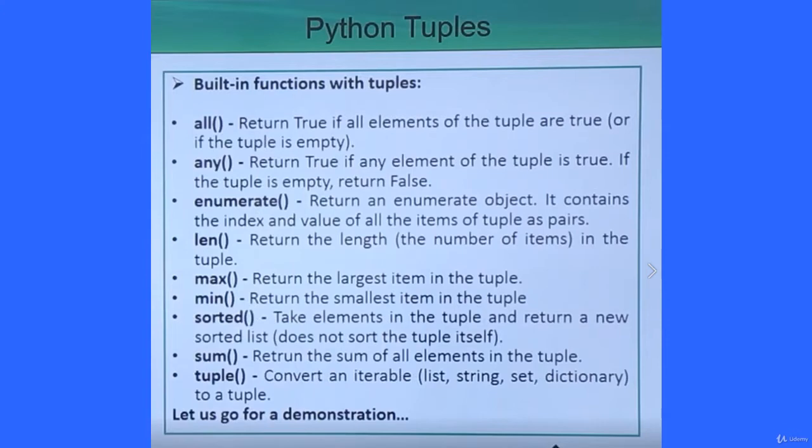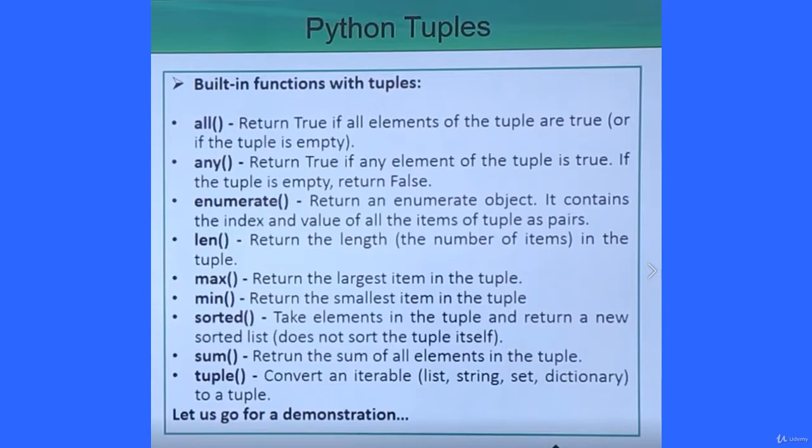There are different built-in functions with the help of which we can do some processing of the members of the tuples. The first one is all, which returns true if all elements of the tuple are true. Any returns true if any one of the elements of the tuple is true. Enumerate returns an enumerate object. It contains the index and the value of all the items of the tuple as pairs. Next one is len, which returns the length, that is the number of items in the tuple. Next one is max, which returns the largest item in the tuple.